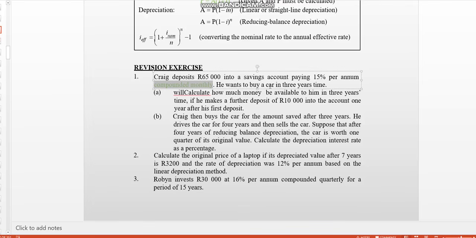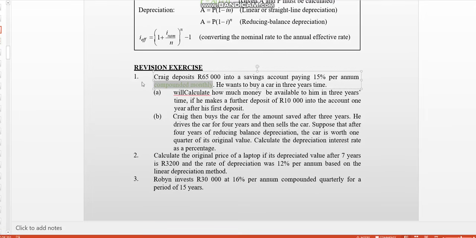Then they say he wants to buy a car in 3 years' time, and then they say calculate how much money will be available for him in 3 years' time if he makes a further deposit of 10,000 into the account 1 year after his first deposit. So it means 1 year after his first deposit, there's an additional amount of 10,000 that is being made. So they want us to calculate how much money will be available for him in 3 years' time if he makes that further deposit. All right, so let's go to the writing board.